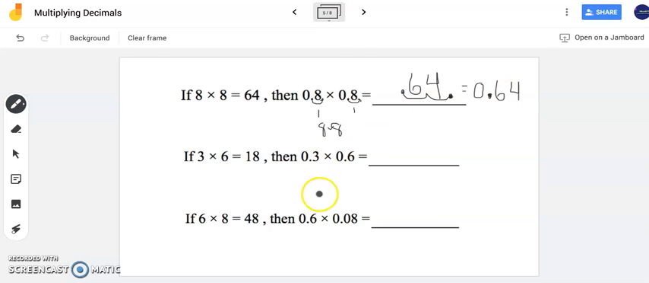Now for this next problem, it's the same steps. Notice here we have 3 times 6 is 18. So 3/10 times 6/10 is something. Now you are welcome to draw out a visual model to help you solve this, or you can follow along and use this strategy. If I multiply by 10 here, I'm moving that decimal point over one place to the right. If I multiply by 10 again, I move my decimal point over to the right again another time.